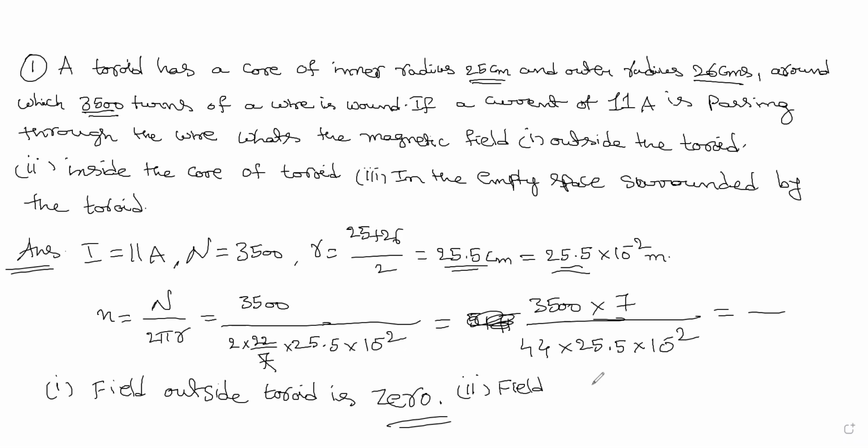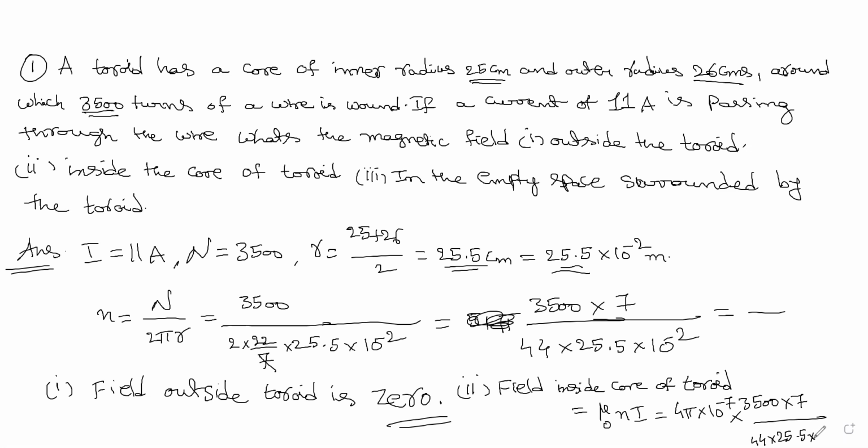field inside the toroid, inside the core of toroid. So that is mu naught n I. So you can work out these numbers. Mu naught is 4 pi into 10 to the power of minus 7, into the n value, you can plug in 3500 into 7 whole divided by 44 into 25.5 into 10 to the power of minus 2, and that I is 11 amps. So 11 you can put, you can find out this value. This value works out to be 3.02 into 10 to the power of minus 2 Tesla. This will be the second part.